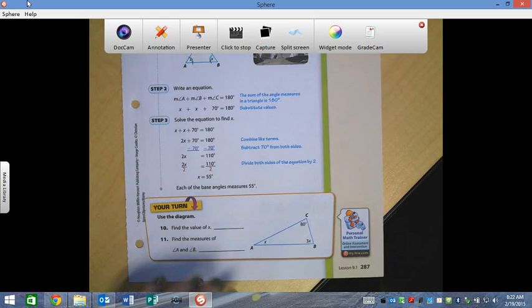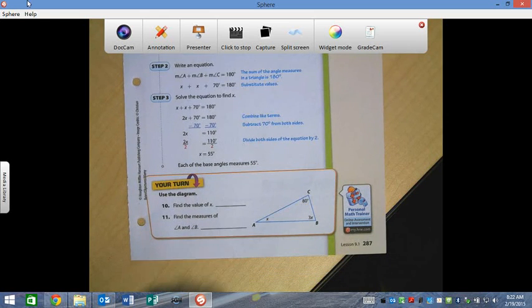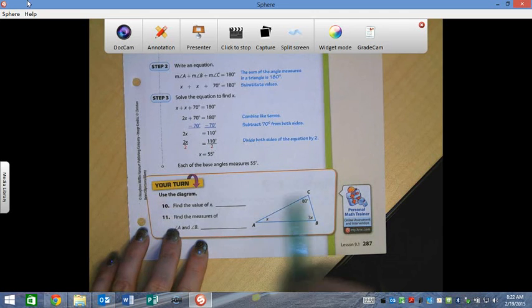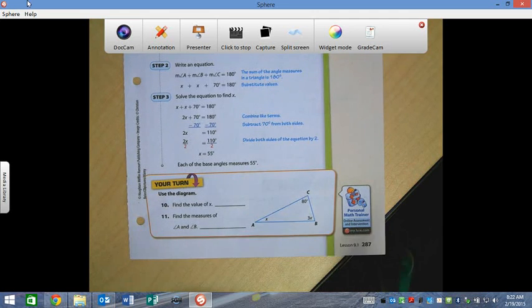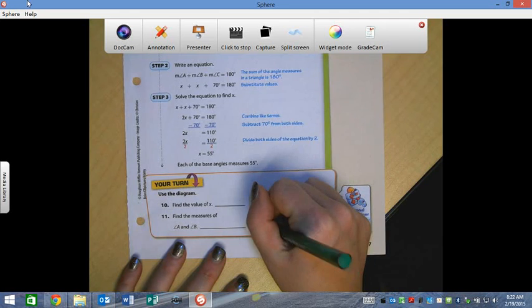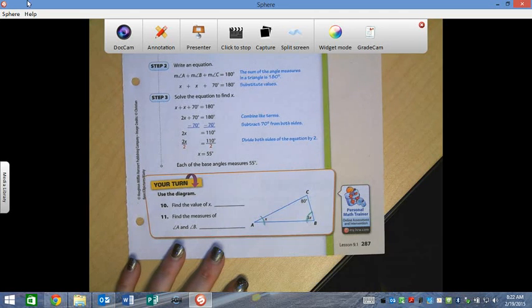So pause your video and do the your turn problems. You're going to use this diagram here. You're going to find the value of x and find the measures of angle A and angle B. Go.